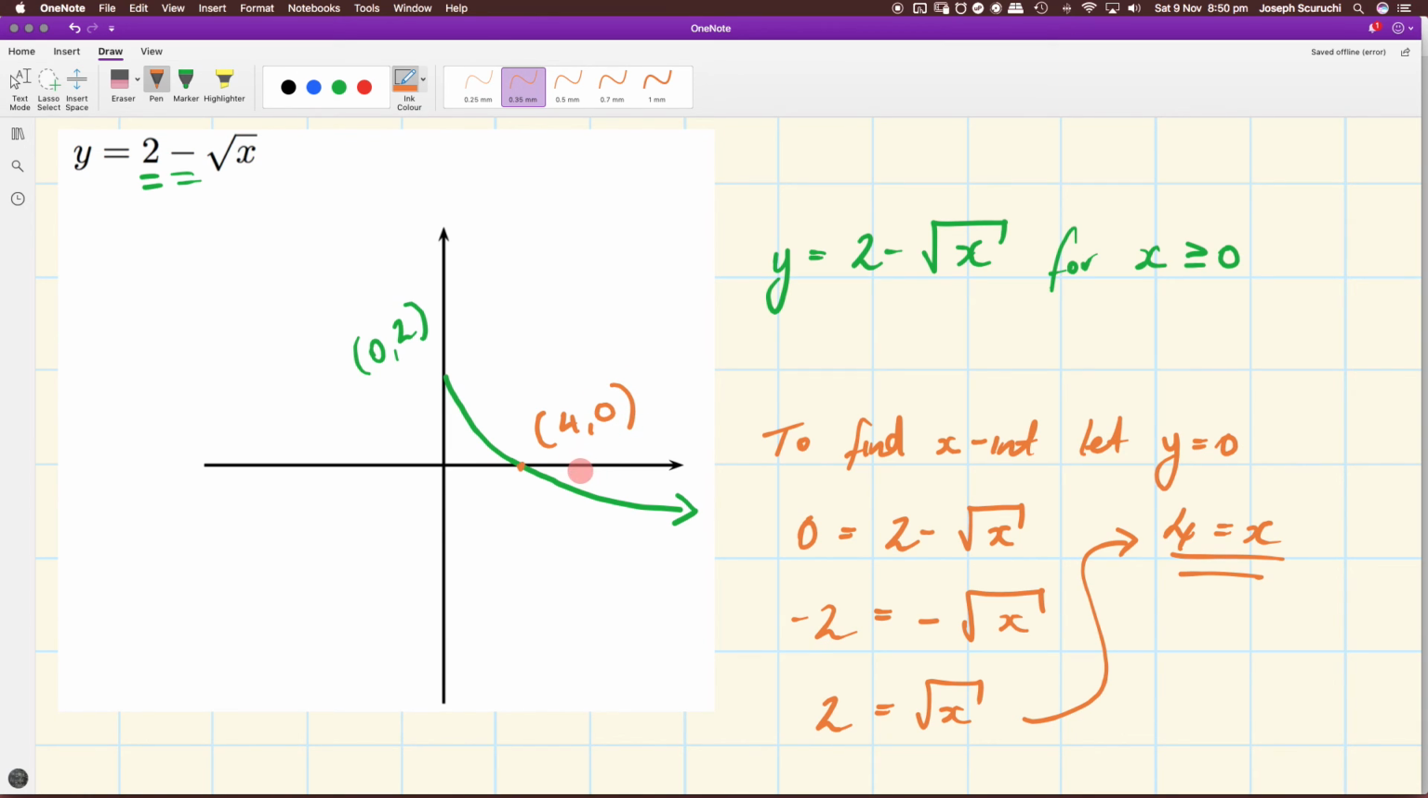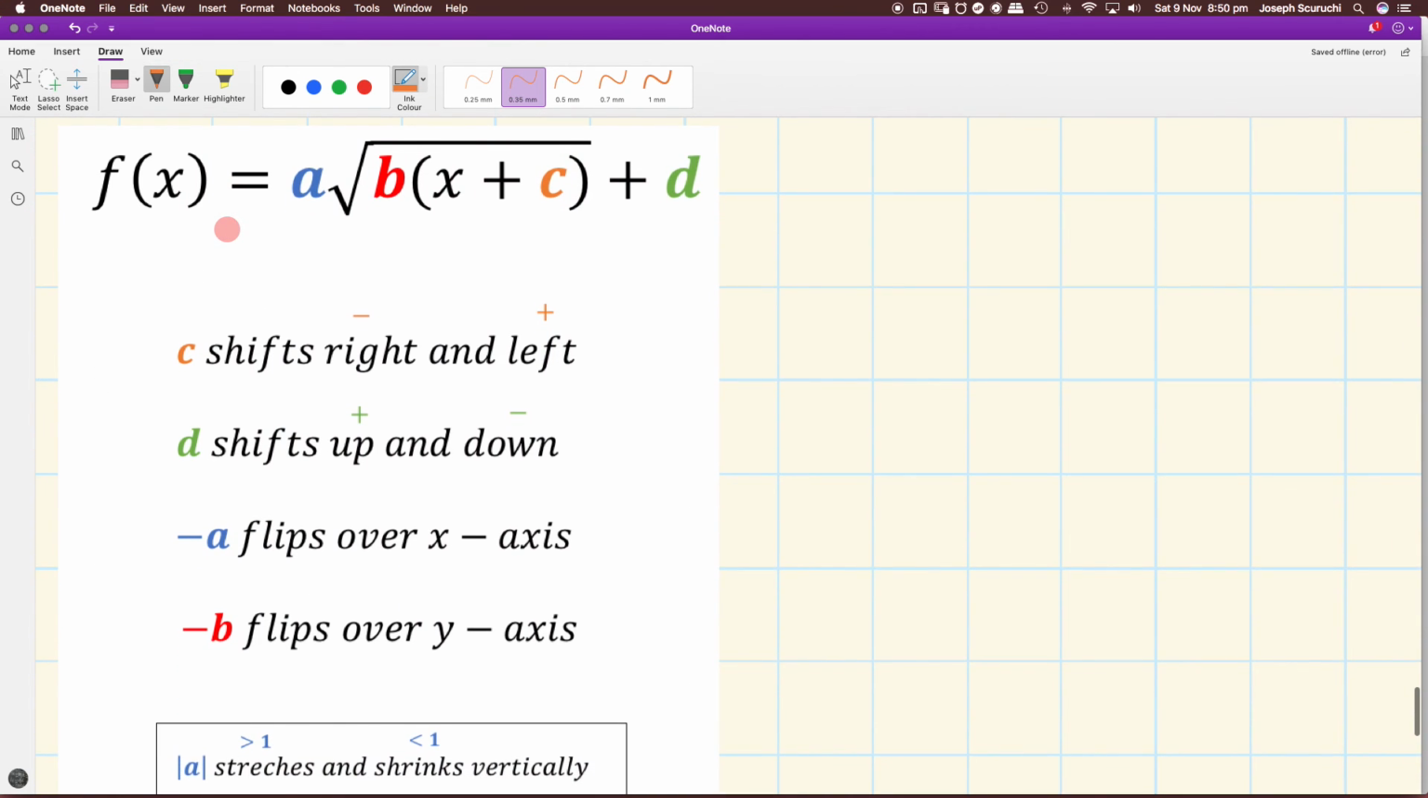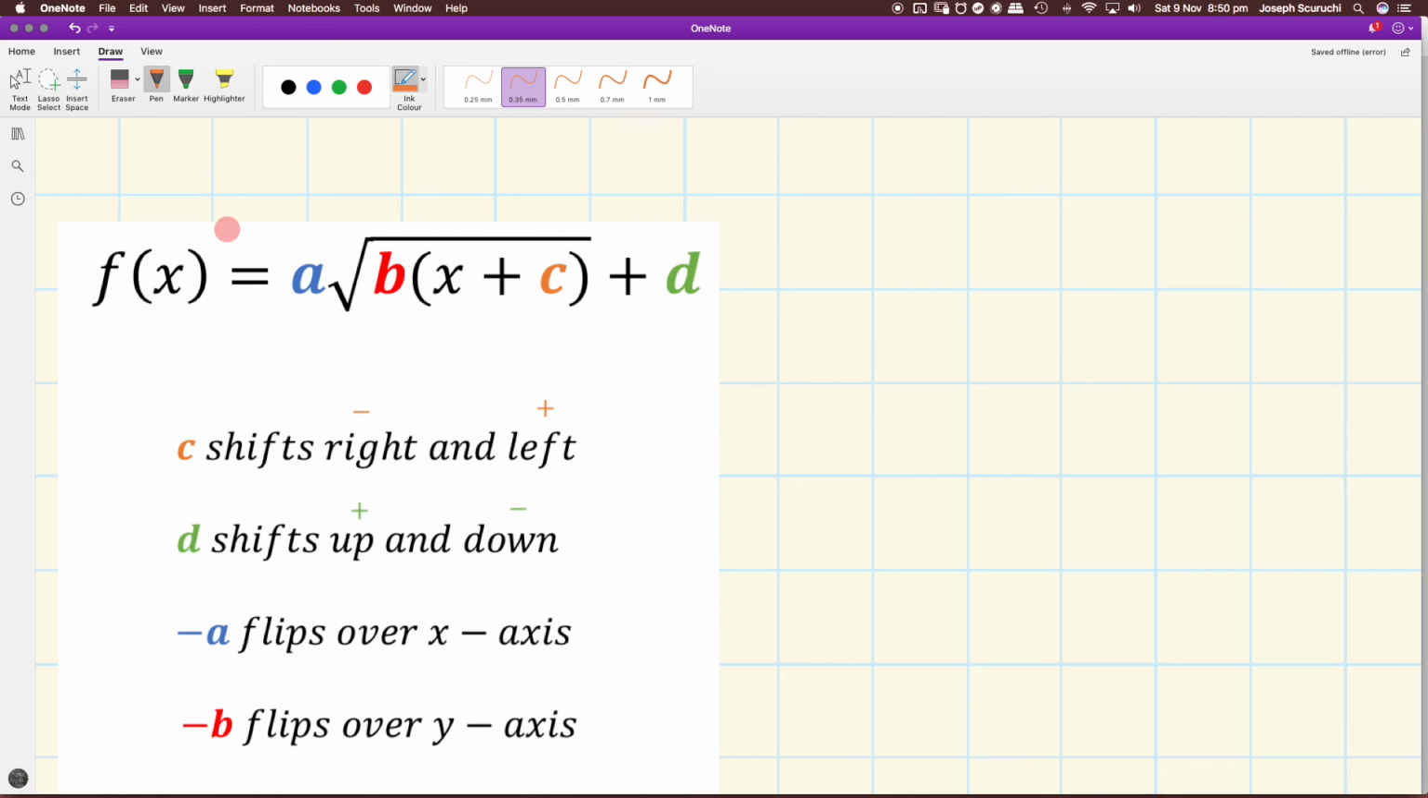Perfect. So hopefully you understand how to transform your parent y equals square root of x graph: up, down, sidewards, and reflections. And here is just a little table to help you remember how to do things. My c is going to shift it left or right. If it's negative, it's going to the right. If it's positive, it's going to the left. And that's where people might get a little stuck.